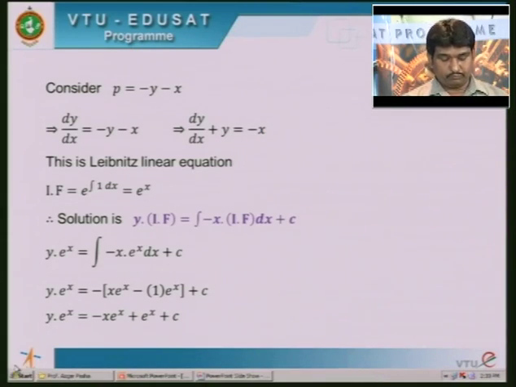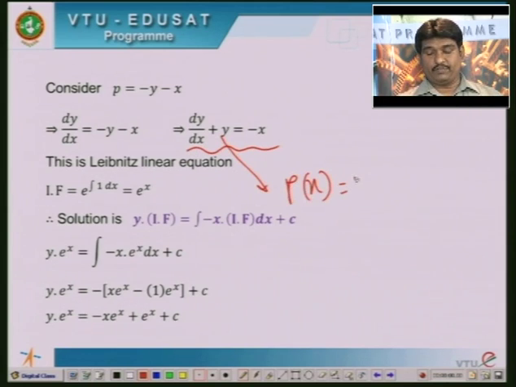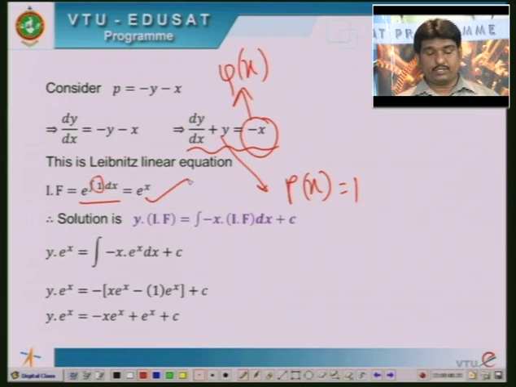Now you can see here dy by dx plus y equals minus x. P of x is the coefficient of y, which is 1, and this part is q of x. So this is a Leibniz linear equation. Integrating factor is e to the power of integral of p dx. P is 1, dx, and integration of 1 is x, so e to the power of x.